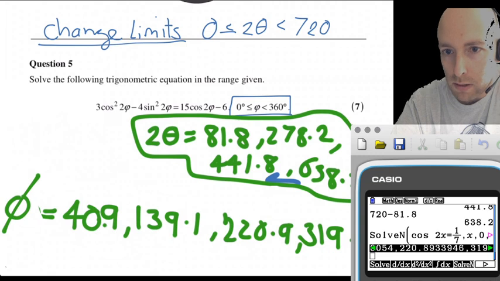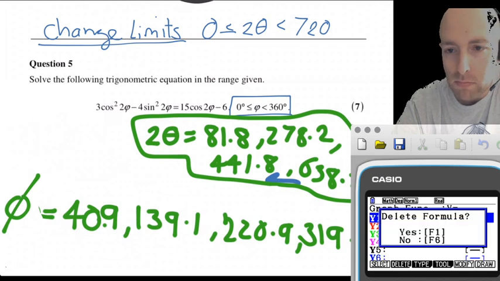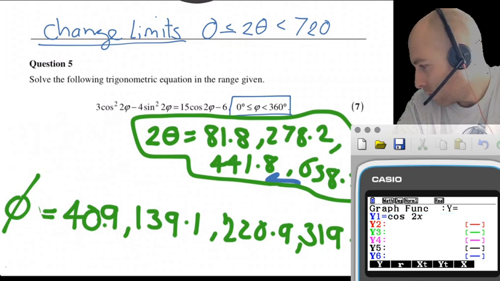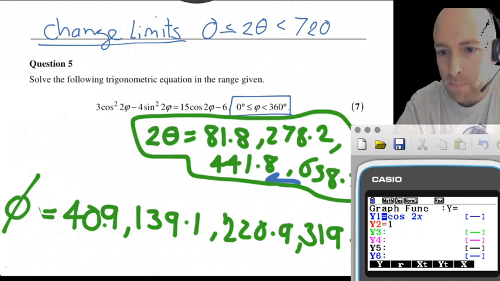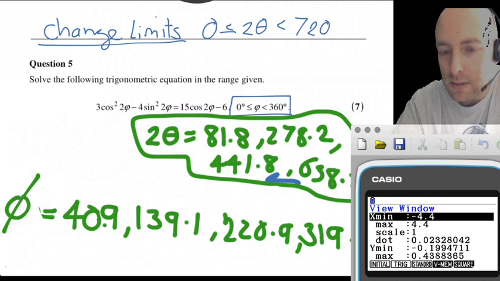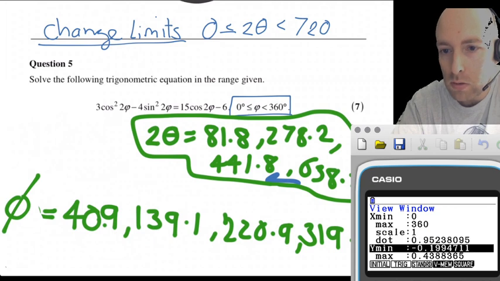The other way we can do it is we can go on a graph. Let me just delete whatever I had here before. So we can type in cos 2 theta. We can also type in 1/7. I can plot both of those. I need to probably sort my limits out. So G window. God, it's been slow today. Window. Okay, X is going to go from 0 to 360. And Y is going to go from minus 1 to 1.